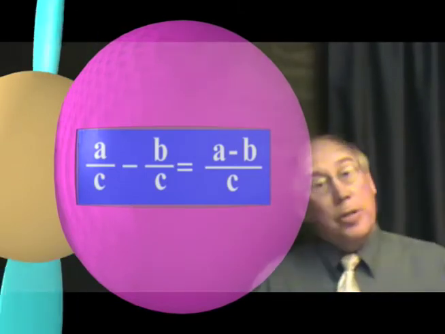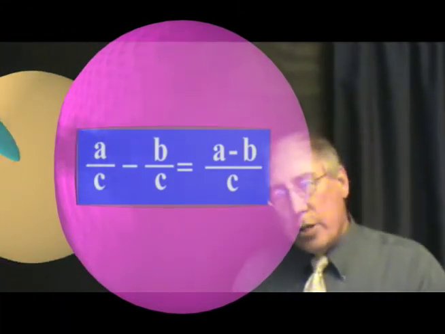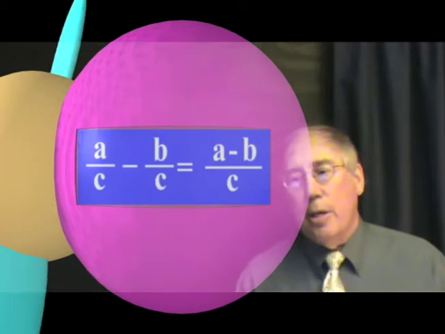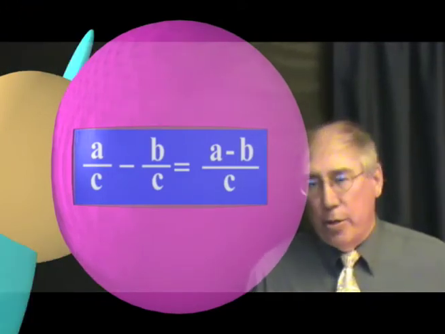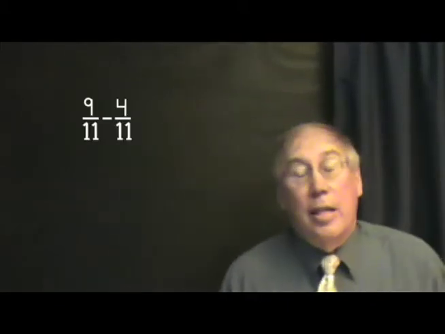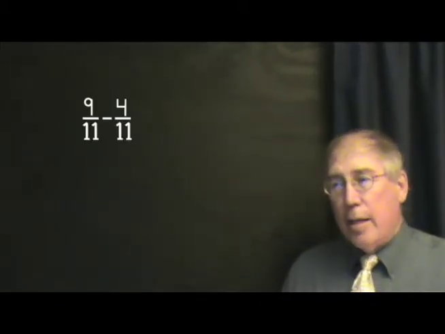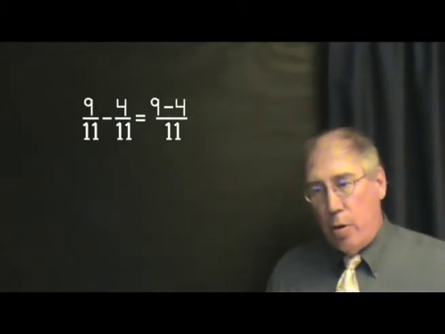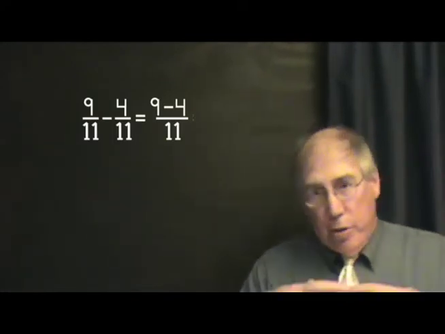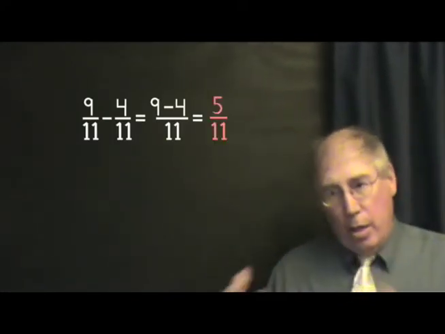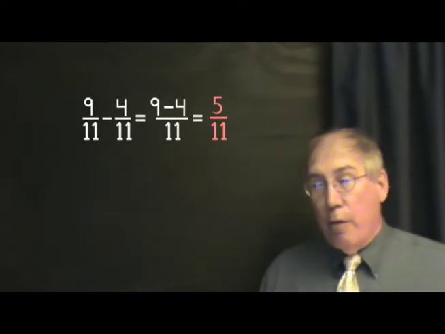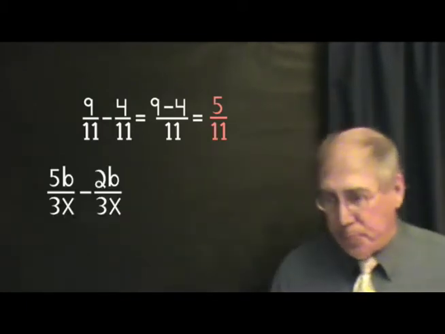And this here, let's say we have two fractions represented by a over c and b over c, and you subtract them, same denominators, then you just subtract the numerators. So we get a minus b over c. So let's see a specific example of that. 9/11 minus 4/11. So the denominator is the same. We can just subtract the numerators and get 5 over 11.